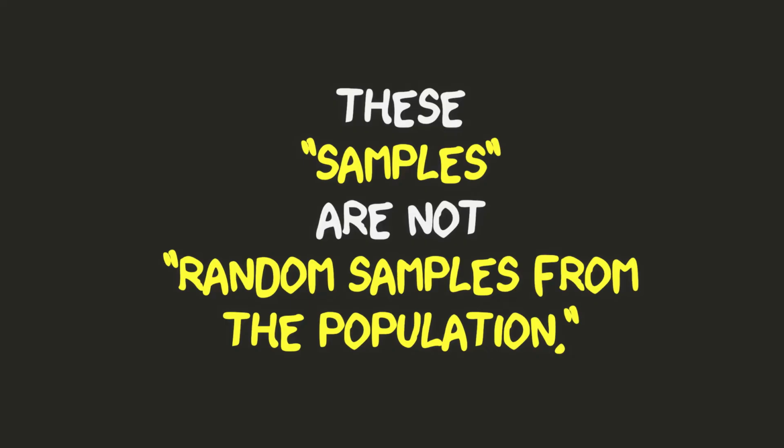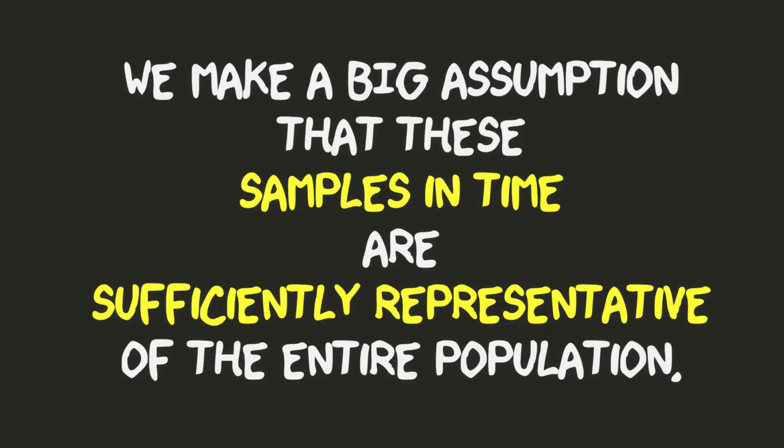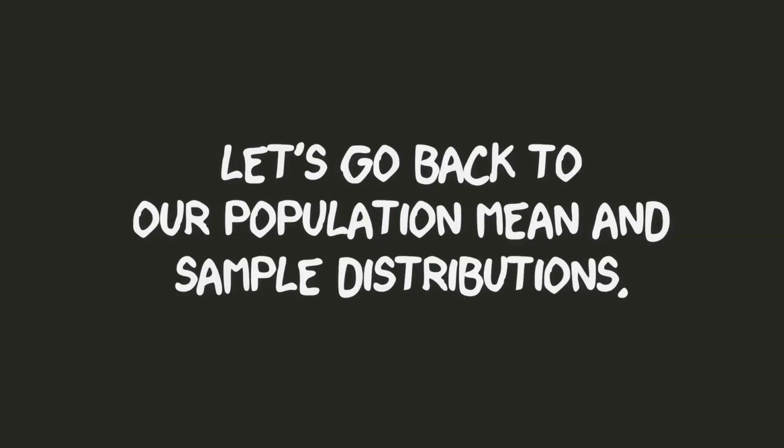So hopefully it's clear these samples are not random samples from the population. In our exercise earlier with the 1,000,000 visits, we just pulled 1,000 at random. But here, these are not random samples from the population. So really, we're making a big assumption that these samples in time are sufficiently representative of the entire population. We're pulling a sample from the recent past and trying to use that to say it's representative of a population that is just the future. That's really just the way things go. There's nothing we can really do about it.